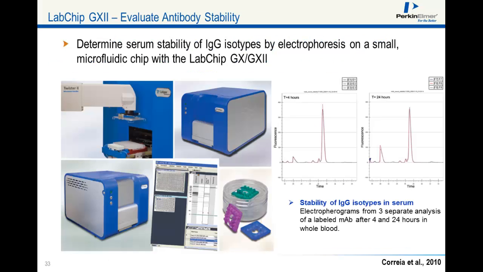Serum stability is an important assessment in the therapeutic antibody development decision-making process. The LabChip GX II offers a high-throughput analytical technique with very good precision and sensitivity. Fluorescently labeled antibodies can readily be analyzed from blood. There is no need for gels, and electropherograms give a reading in just seconds from a microfluidic chip.